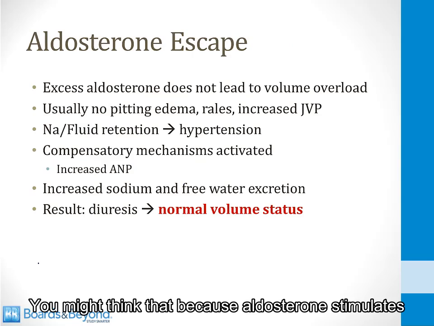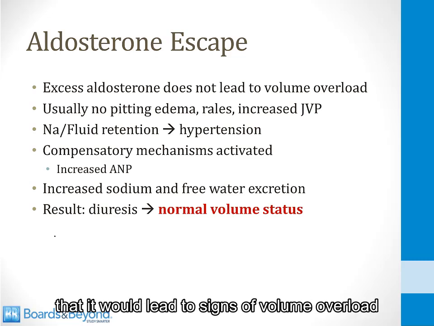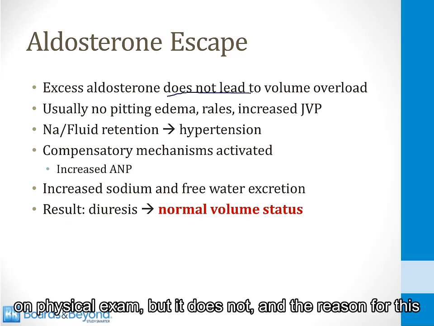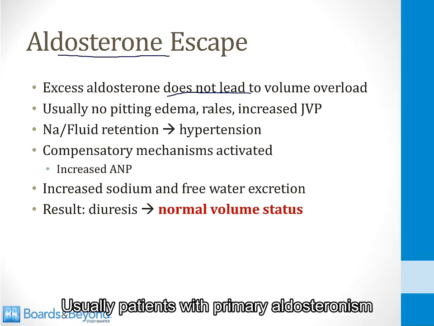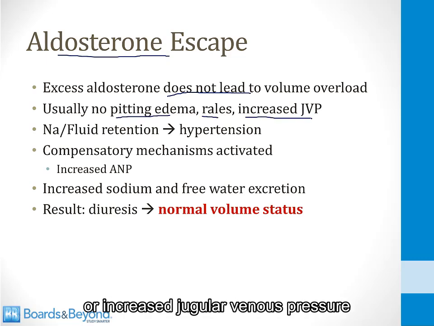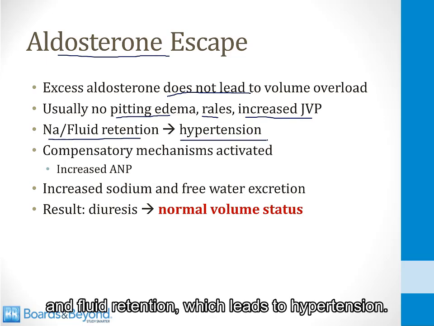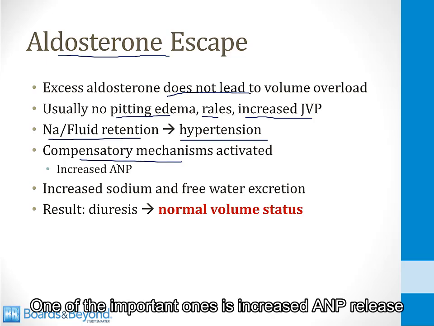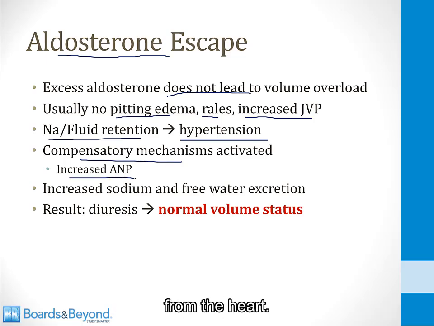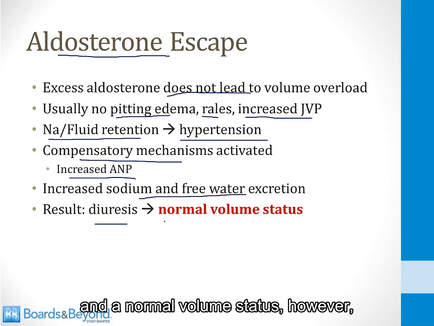You might think that because aldosterone stimulates sodium reabsorption and expands the effective circulating volume, that it would lead to signs of volume overload on physical exam, but it does not. And the reason for this is because of a phenomenon known as aldosterone escape. Usually patients with primary aldosteronism have no pitting edema or rales or increased jugular venous pressure or any other sign of volume overload. The reason for this is because aldosterone promotes sodium and fluid retention, which leads to hypertension. However, the hypertension activates compensatory mechanisms. There are a number of these that have been described. One of the important ones is increased ANP release from the heart. The increased ANP increases sodium and free water excretion by the kidneys. The result is diuresis and a normal volume status.